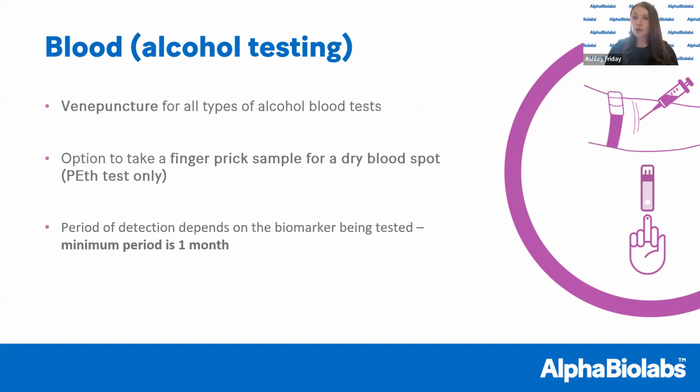Another option is that we can look at blood alcohol testing. We do 4 different types of blood alcohol testing here at AlphaBiolabs. 3 of them can only be done via venipuncture. However, if you opted for PEth, we can do venipuncture, or we can do finger prick or dry blood spot testing. So if you did have a client who had a needle phobia, this is an alternative option for sample collection as well. We'll discuss that with them at the time of the appointment; if it is only for PEth, then we could offer that as an alternative if they would prefer that. Periods of detection depend on what type of test you opt for, but the minimum testing period for blood is 1 month.